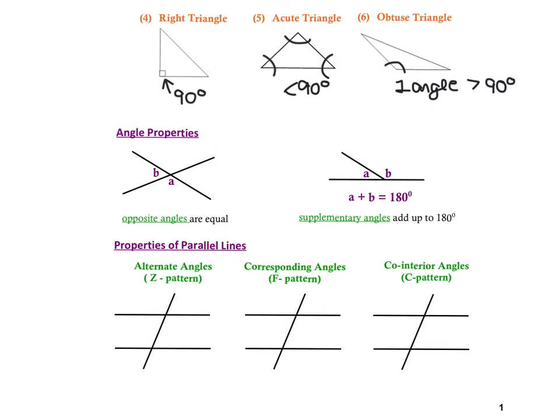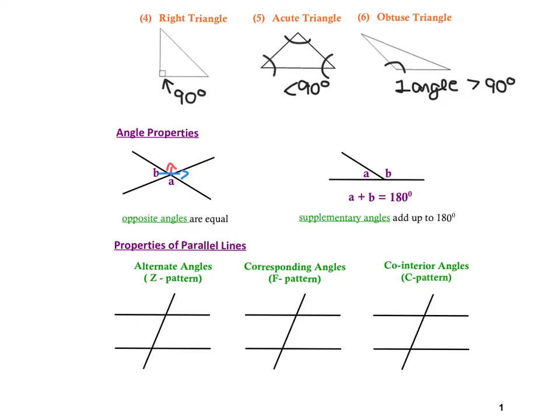So angle properties. Just a reminder that opposite angles are equal to each other. So in this situation, this opposite angle would also be the same. And for B, this would be the opposite angle that is the same.